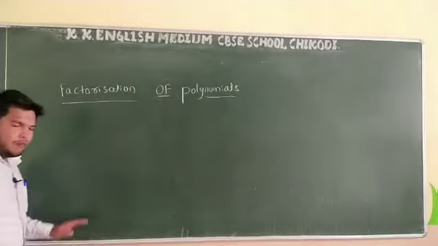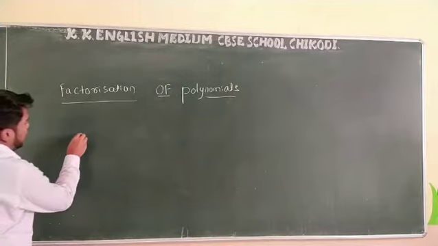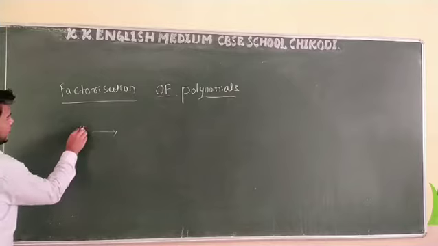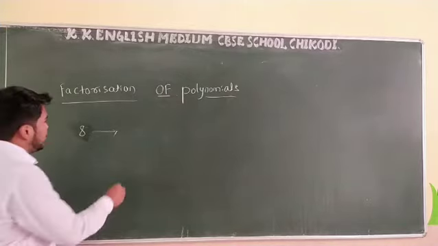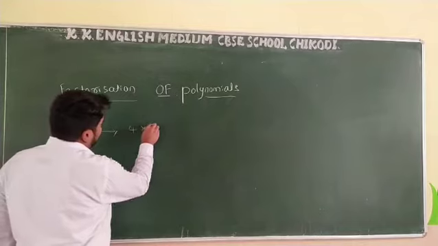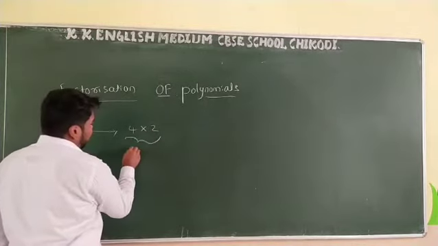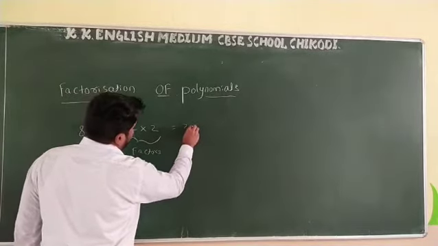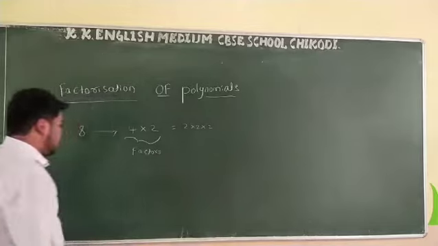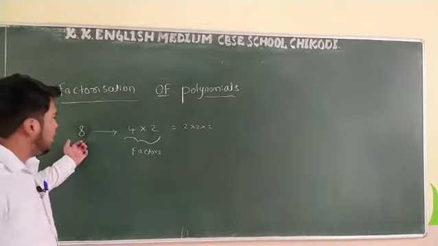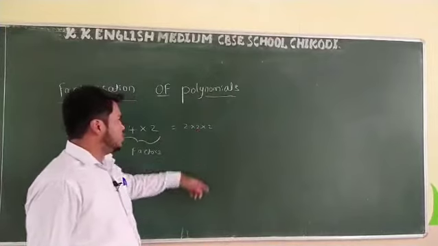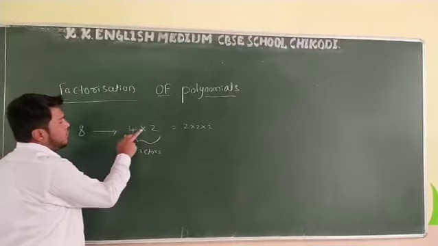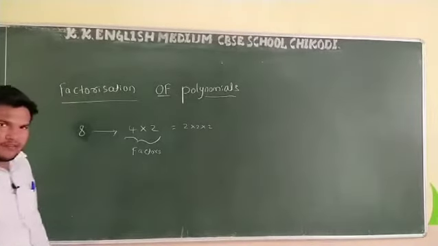Okay, so factorization of polynomials. In arithmetic, if you consider 8 as a number, what are the factors of 8? You will write 4 into 2. 4 into 2 are the factors of 8, and you can also write 2 into 2 into 2. So the factors of 8 are 4 into 2 or 2 into 2 into 2. If you divide 8 by 4, the remainder will be 0. If you divide 8 by 2, the remainder will be 0.